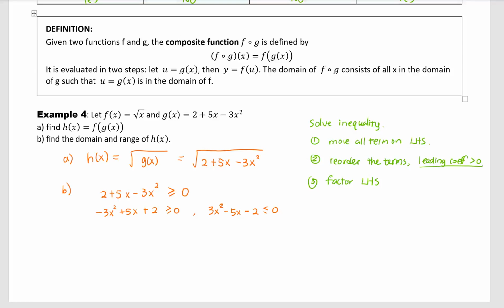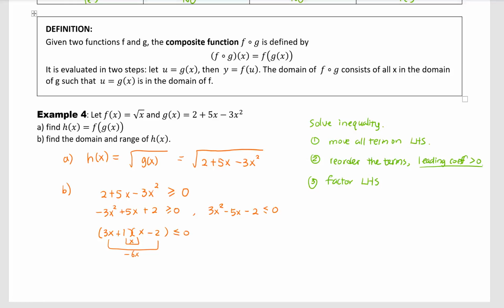Okay, so let's factor it. How do we factor it? We can have 3x, x, and then how do we get -5 in the middle? So we can have -2 and plus 1. Then we have -6x and plus x, so we get -5x. I hope that you are familiar with the factoring. Otherwise, please talk to me and I can give you more exercise to practice.